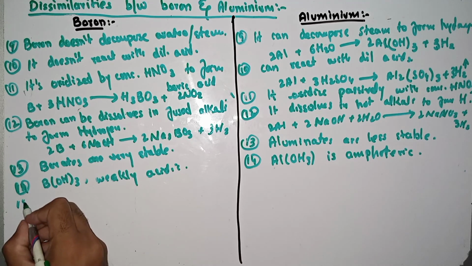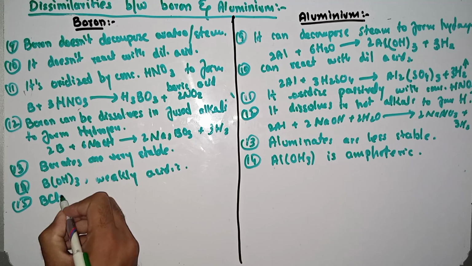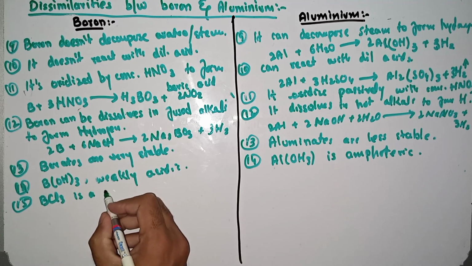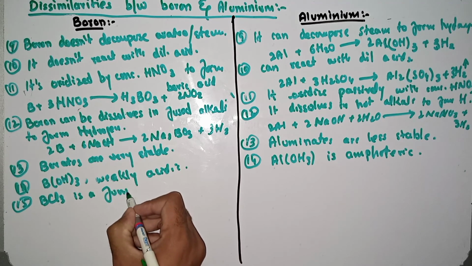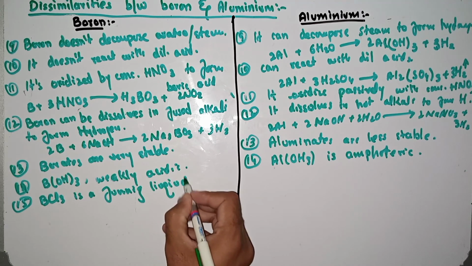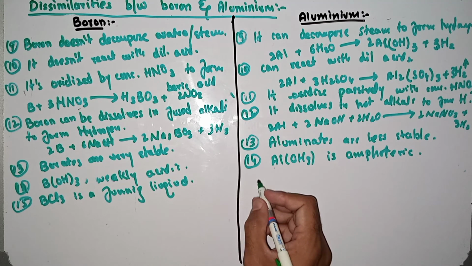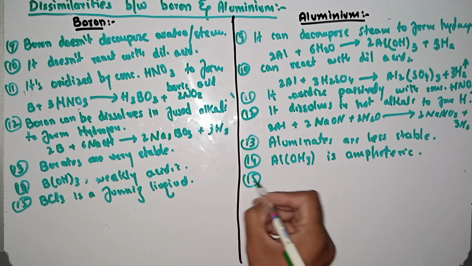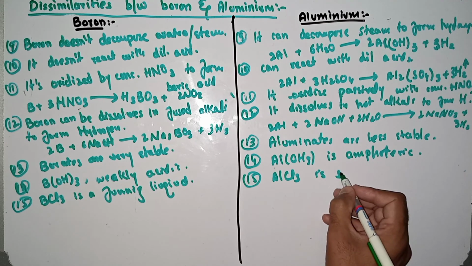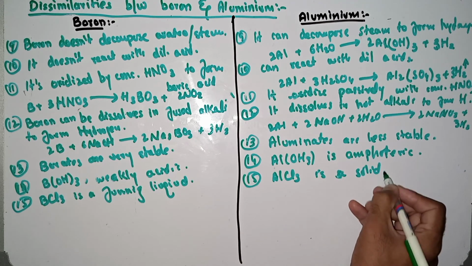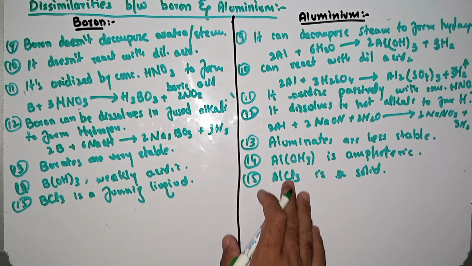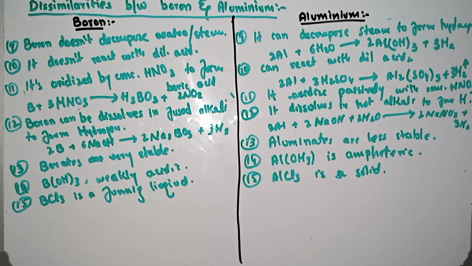Here BCl3 is the chloride of boron. It is a fuming liquid, while the chloride of aluminum, AlCl3, is a solid. The chloride of boron is liquid in nature, while the chloride of aluminum is solid in nature.